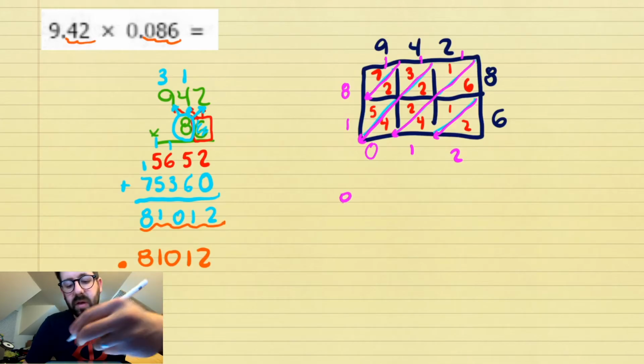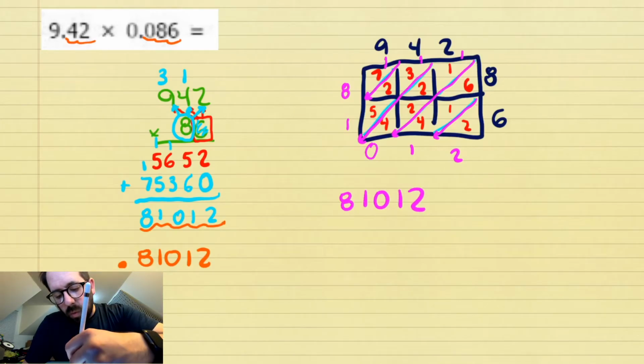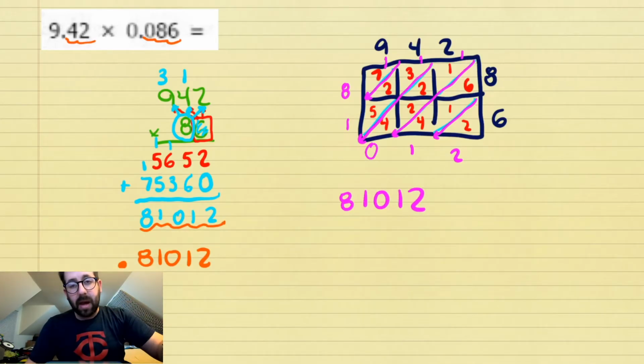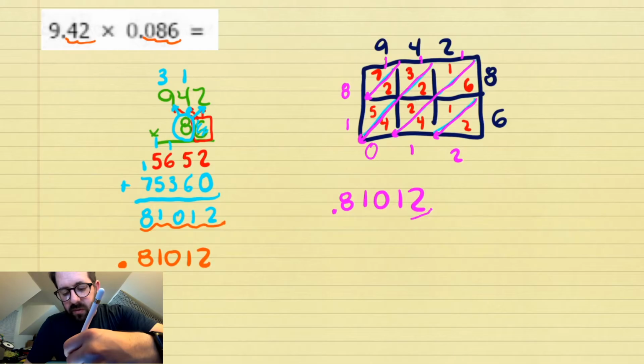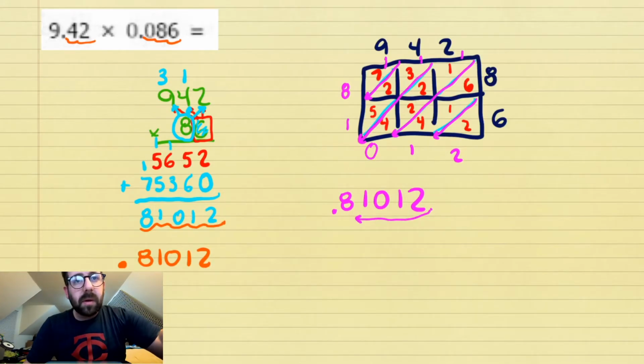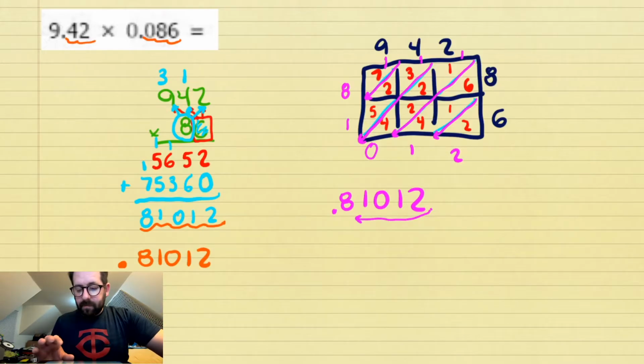So adding those diagonals up, I'm ending up with 81012, which is exactly the same number I had earlier. And then you just fill in the decimal just like we did. And you count how many decimal places there are. There's 5 decimal places, so I put it here and I move it 5 spaces to the front. So it ends up being the same answer anyway. So I know it's weird, but just 2 different ways to multiply. Let's jump right into the next problem here.